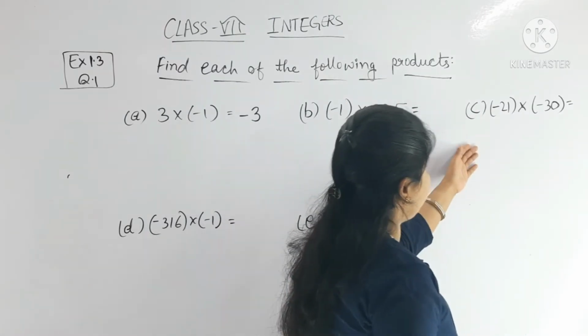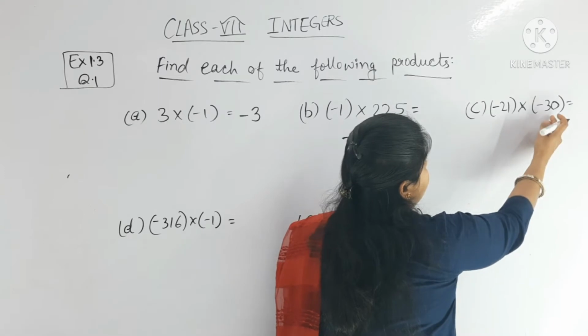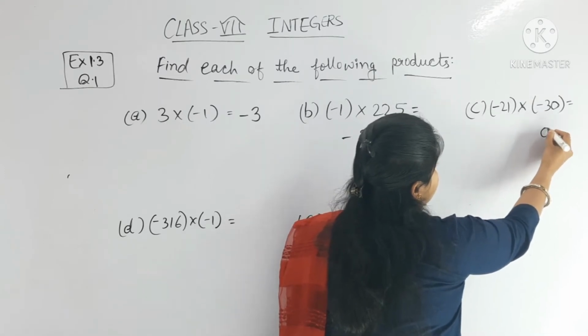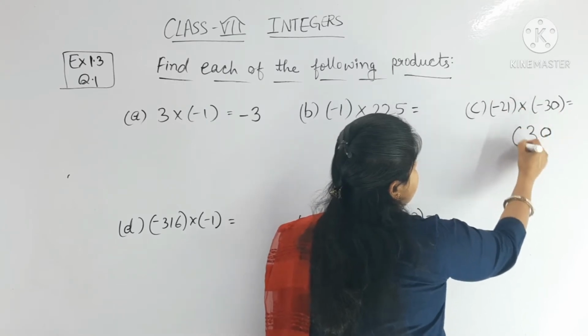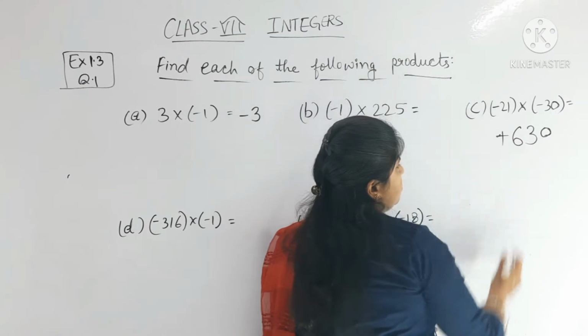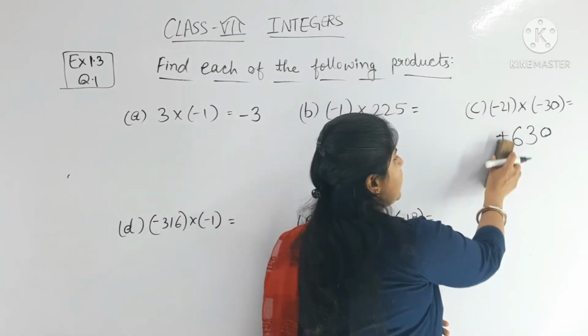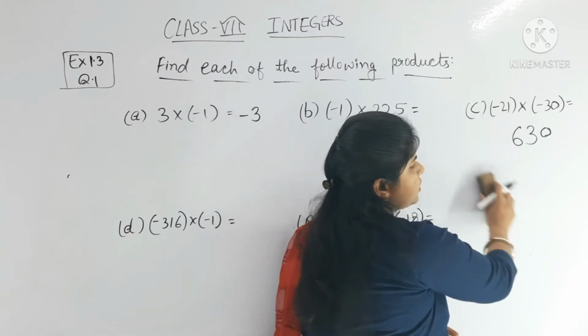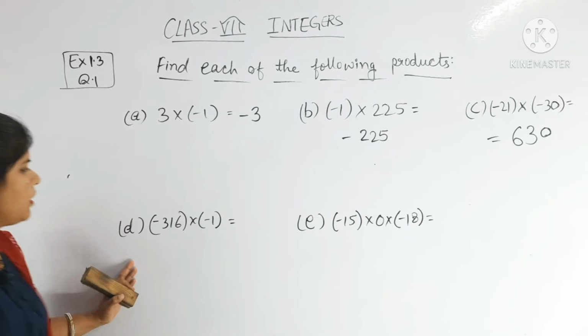Now come to the C part. 21 into 30. We have to calculate this. We have to write 0. Now 3 ones are 3, 3 twos are 6. So minus minus is plus. Okay, if you don't put the sign, then also it is the positive integer. Equal to 630.